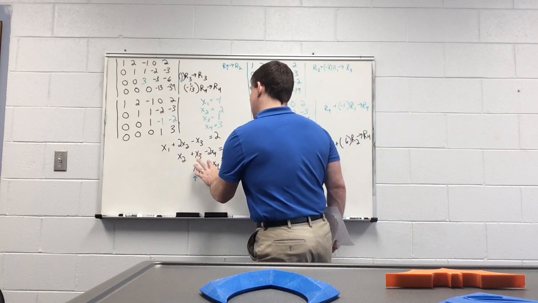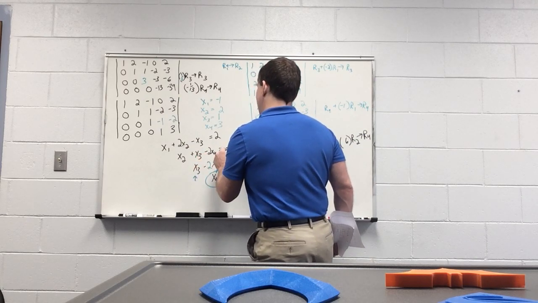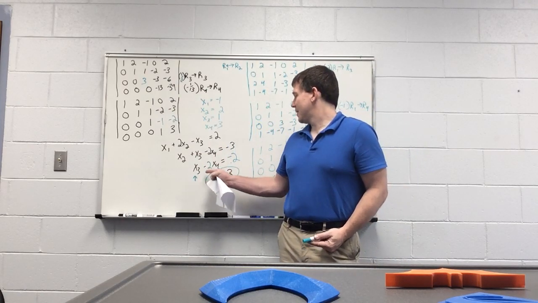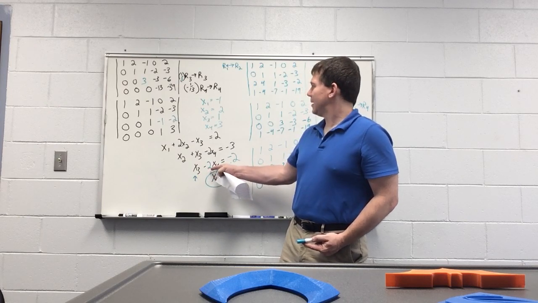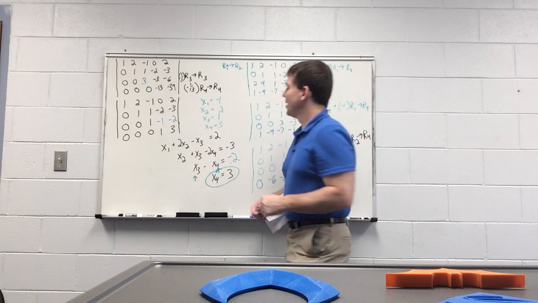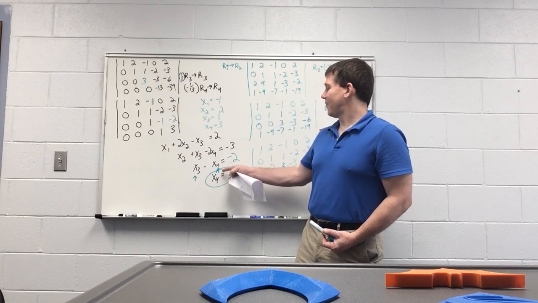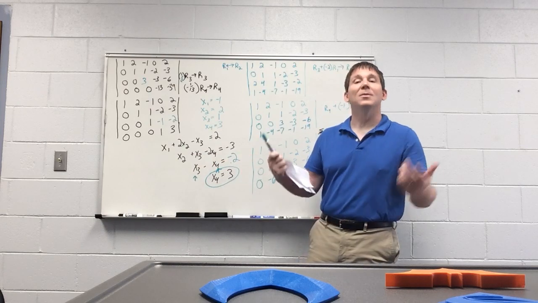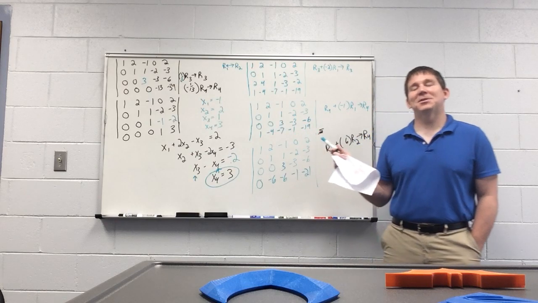And now we check ourselves. x sub 3 minus 2x sub 4 is equal to negative 2. And yeah. I'm reading this backwards. x sub 3 minus x sub 4 is equal to negative 2. x sub 4 is 3. 1 minus 3 is negative 2. And there we go.